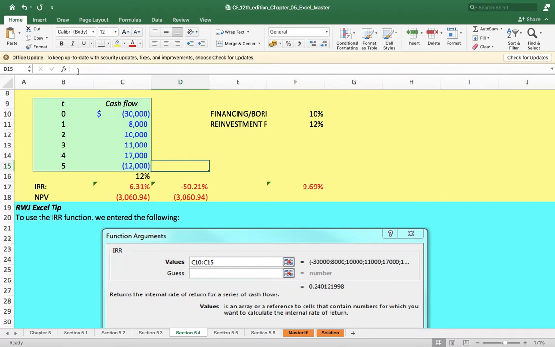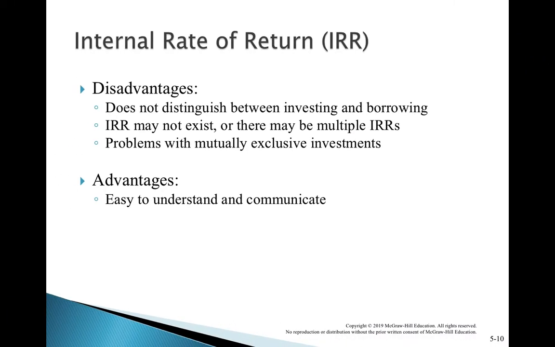So it is a problem. It is not scientific. It is not justified also. How can a project give you multiple IRRs? And which one will you take into account? That's why IRR becomes a failure in that aspect. Problems with mutually exclusive events we discussed.